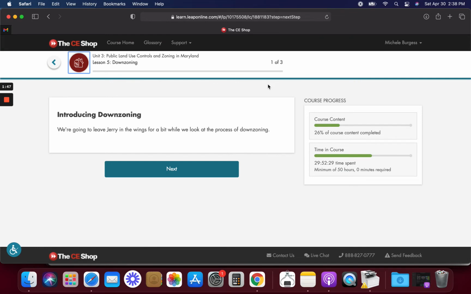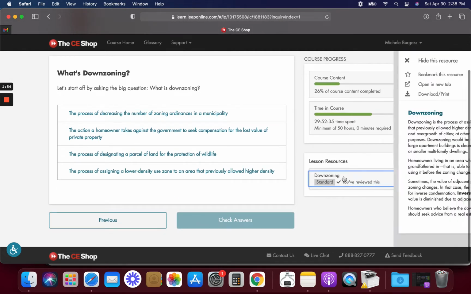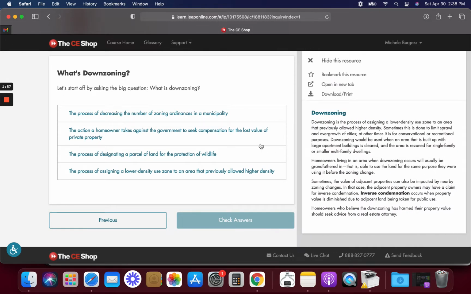All right, we're going to leave Jerry in the wings for a bit while we look at the process of down zoning. All right, what is down zoning? Let's look at our resource. Down zoning is the process of assigning a lower density use zone to an area. Sometimes this is done to limit sprawl and overgrowth of cities. Other times it's used for conservation or recreational purposes. Down zoning could be used when an area is built up with large apartment buildings and is cleared, and they want that area for single-family homes.